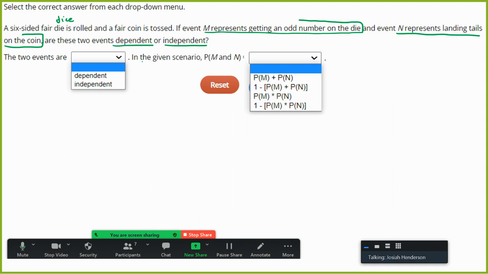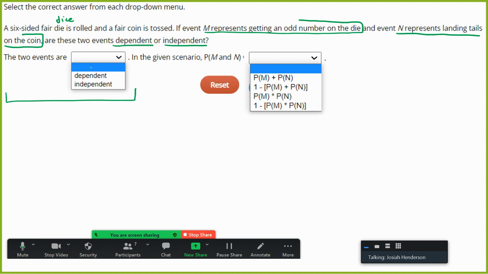So this is a 2-part question. There's 2 boxes we've got to answer for. Let's just focus on the first question first. The 2 events are dependent or independent. You guys think about this for a second and type your answer in the chat. It's okay if we don't all have the same answer. Just think about it and give it your best shot.